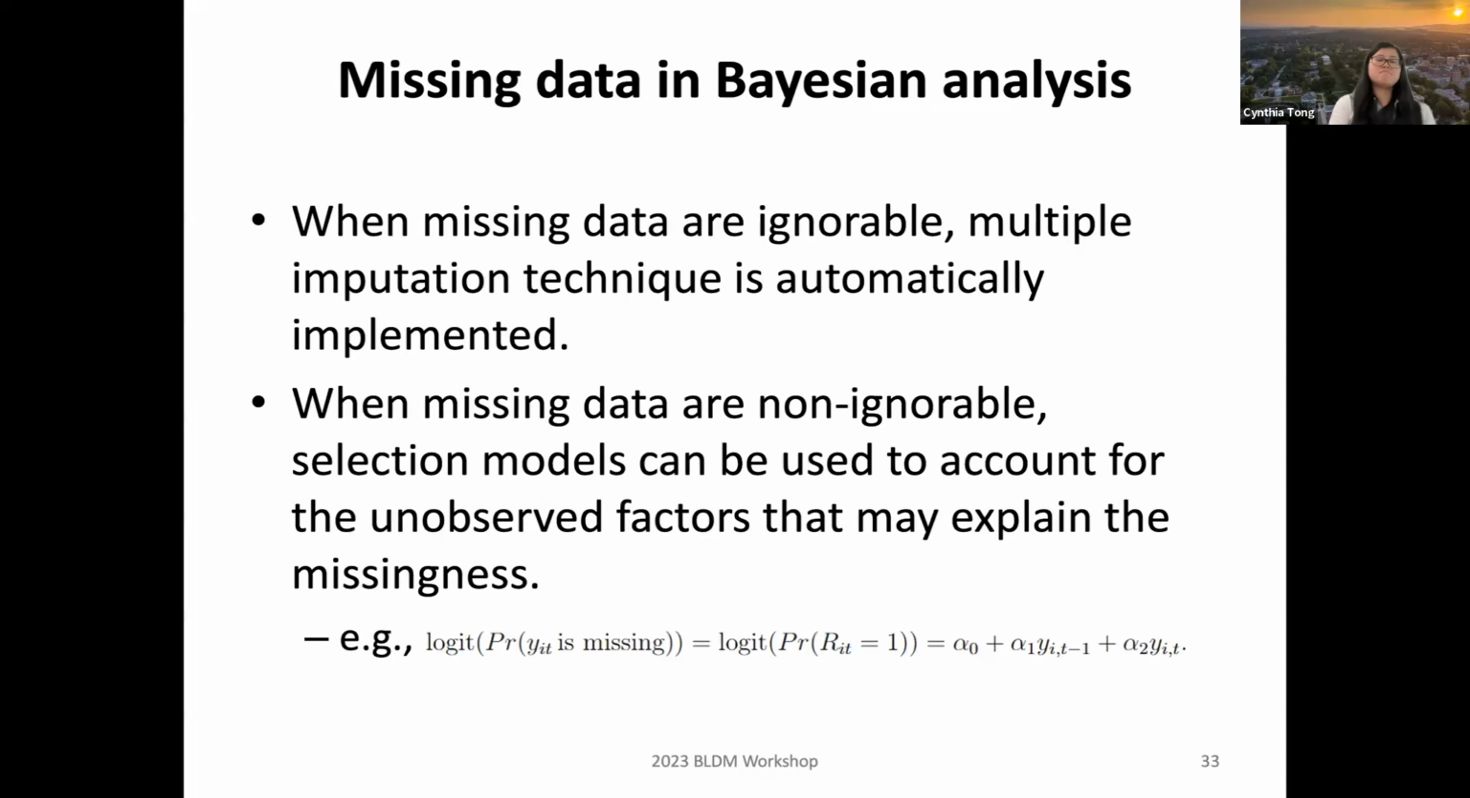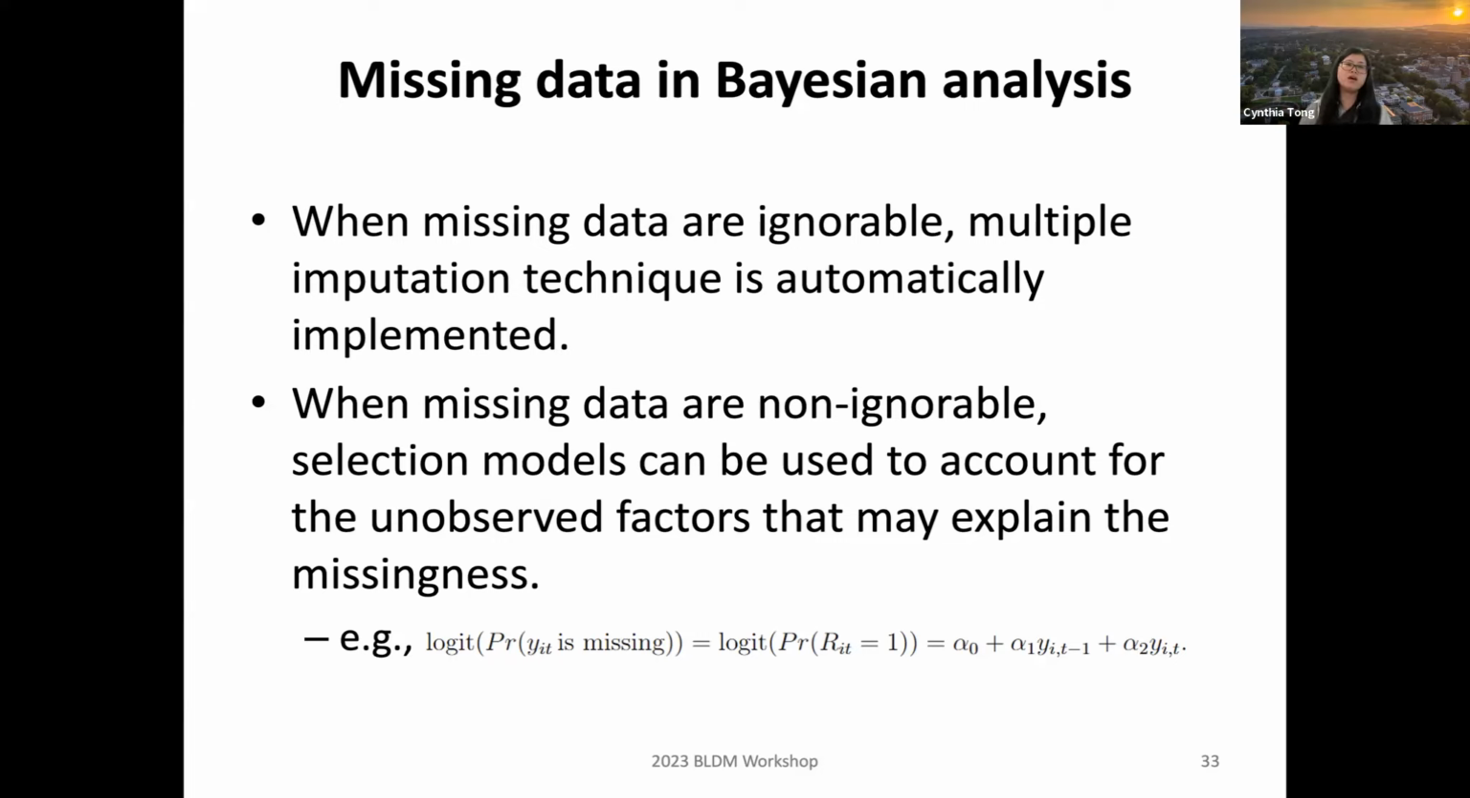In Bayesian, when missing data are ignorable, multiple imputation is just automatically implemented, because in Bayesian we just keep sampling from the distribution of the model parameters. We know the distribution of the model parameters, so we just sample them. And if there are missing data, we know the distribution of the data, so the missing data can be treated as parameters, and we just sample from the conditional distributions. So if you have missing completely at random or missing at random data, in Bayesian it's just automatically taken care of.